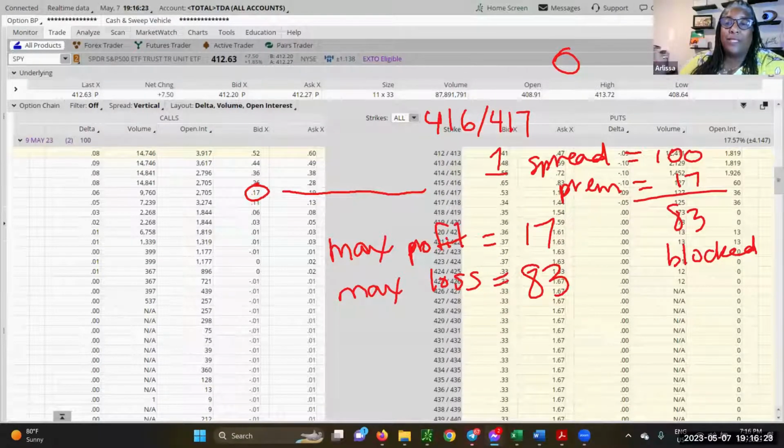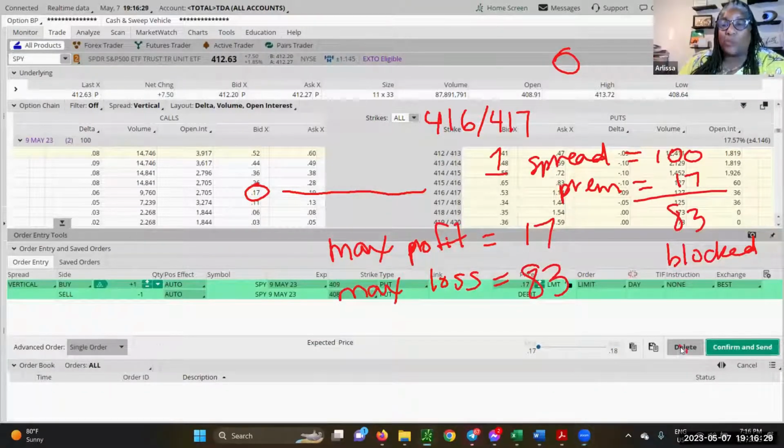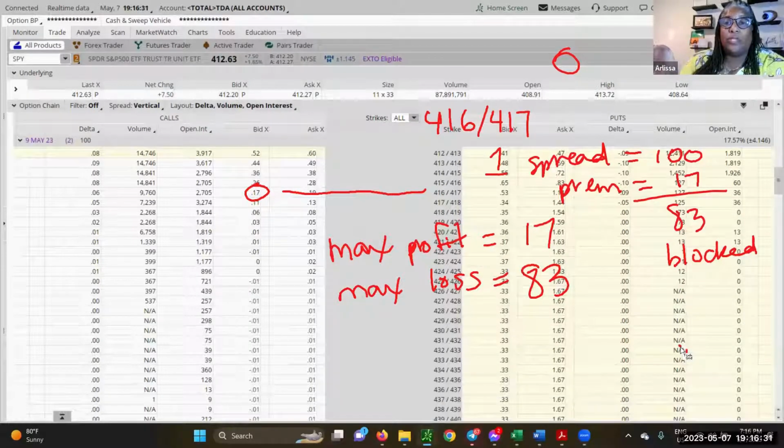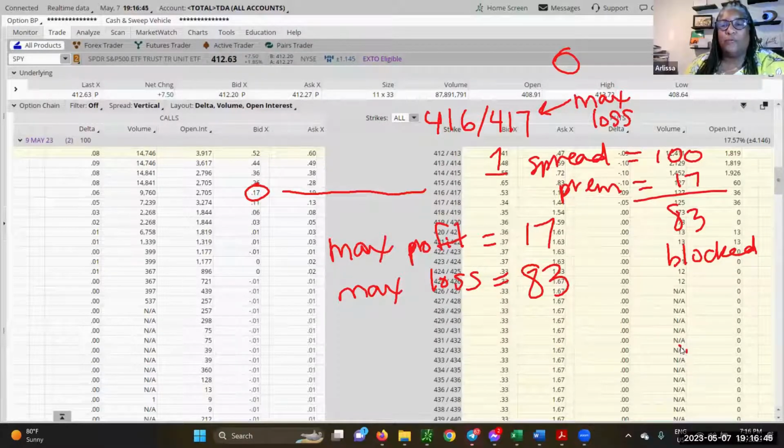If it's above 417 at expiration, because of course these are all dependent on expiration, then above that is when you will experience max loss. So it could be 417.01. Yes, because your spread was 416 to 417 at expiration.